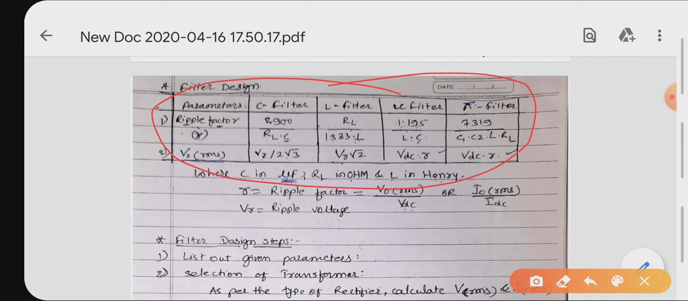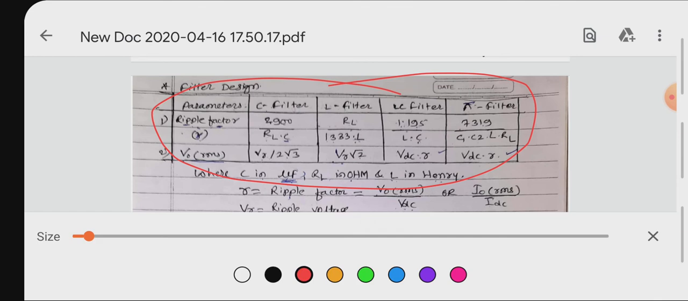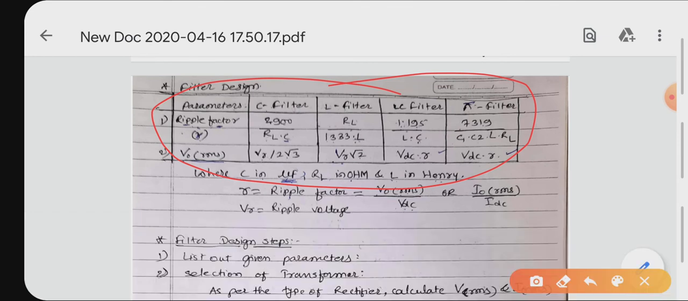If you want to use the L filter, then the formula will be RL divided by 1,333 into L. L is the inductor value, RL is the load resistor. If you want to use the LC filter, then the formula you will have to use is 1.195 divided by L into C. And the last one, pi filter, this is the formula. Okay, we will solve the problems one by one.